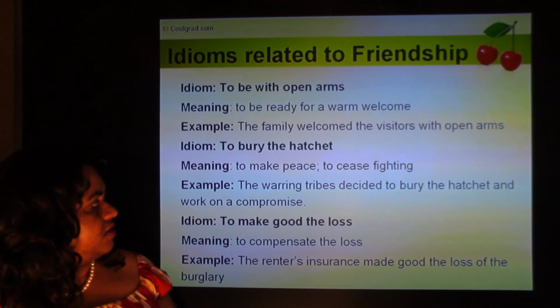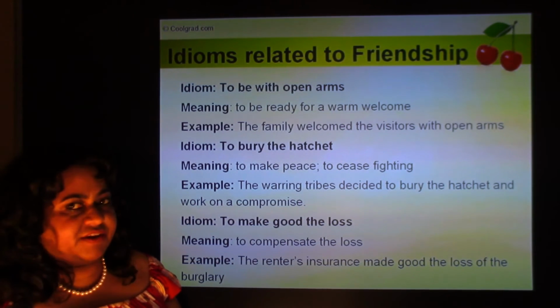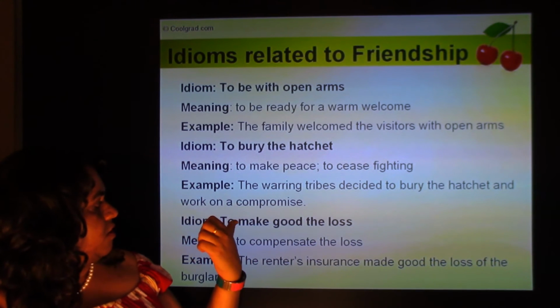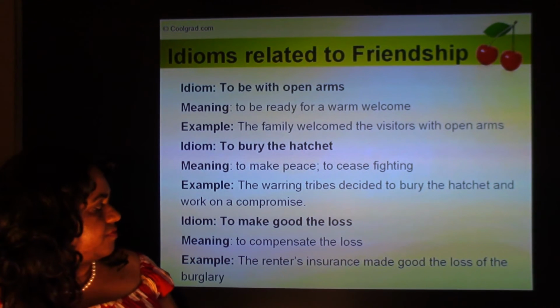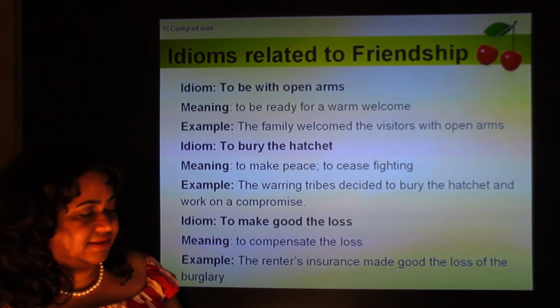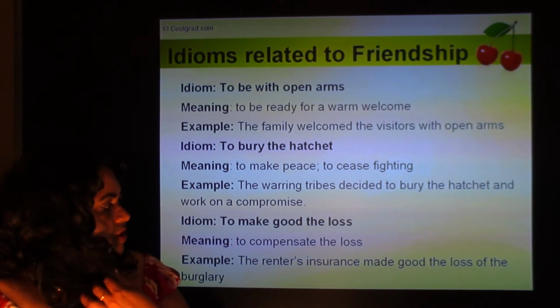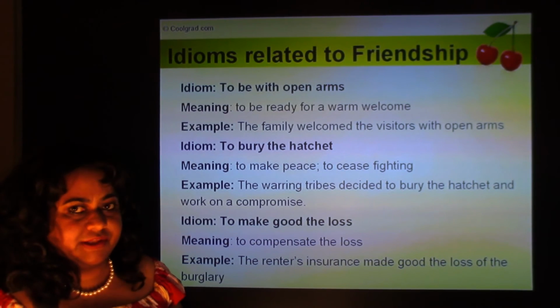To bury the hatchet, to make peace, to cease fighting. The warring tribes decided to bury the hatchet and work on a compromise. To make good the loss, to compensate the loss. Example, the renter's insurance made good the loss of the burglary.